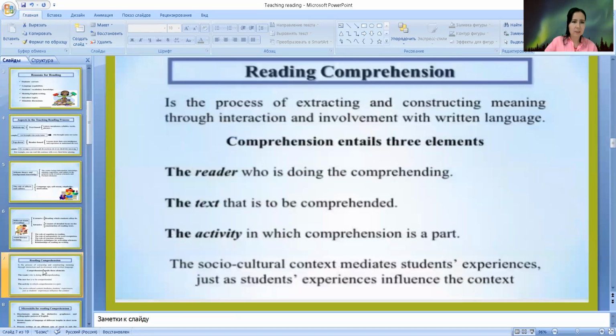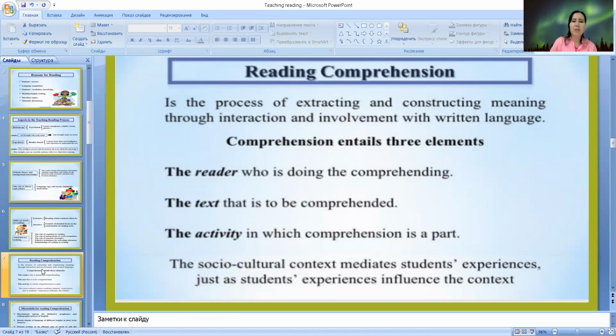So next, reading comprehension. Reading skill helps the students grasp the content through conclusions. The students should also make a point of familiarizing themselves with the jargon and new words by making reading a habit. Reading comprehension is a process of extracting and constructing meaning through interaction and involvement with written language.